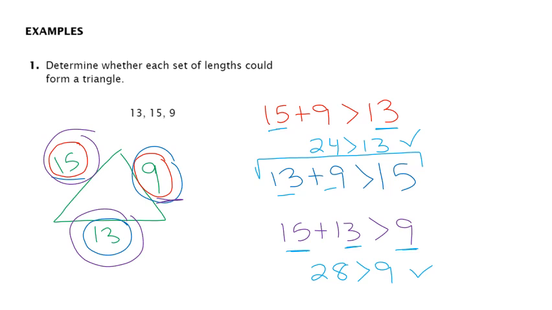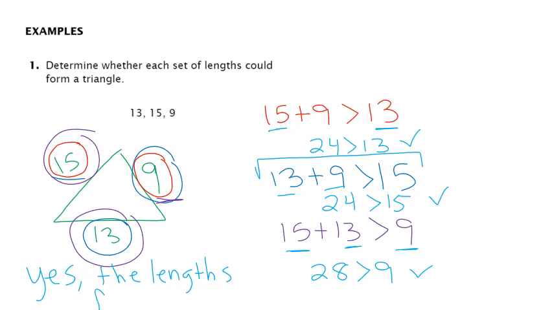So 13 plus 9 is 24. 24 actually is greater than 15. So this does satisfy the triangle inequality. So you would say yes, the lengths form a triangle. And that would be your answer.